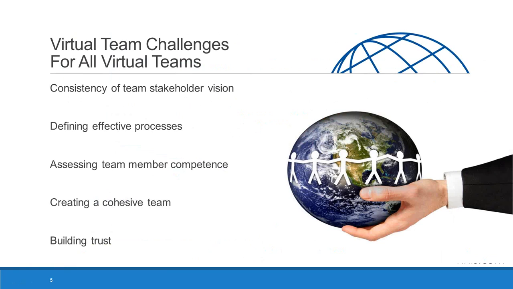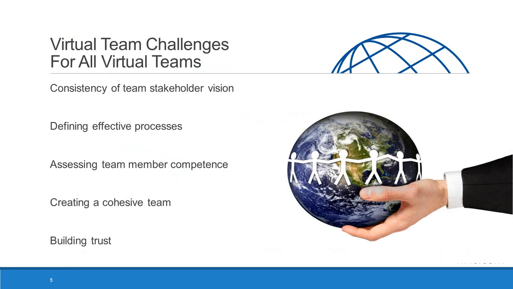Next is assessing team member competence. It's hard enough to do that when everyone is physically there and you can watch them work. But it becomes more and more difficult when they're at distance, and that changes the way that projects need to be provided for them.